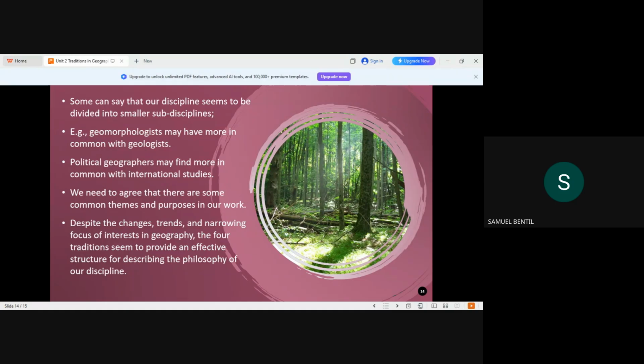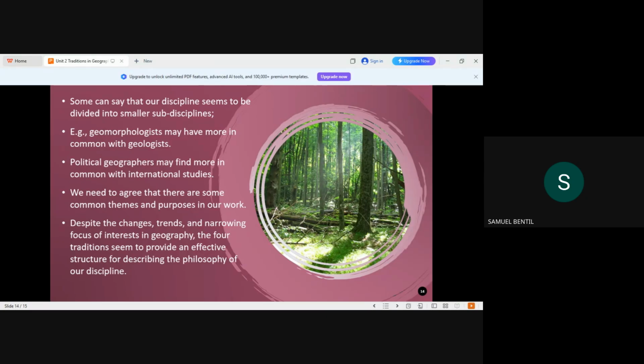Political geographers may find more in common with international studies. That's how we do geopolitics. So we have what we call political geography, which borders on geopolitics. Issues about Russia and Ukraine are a typical geopolitical analysis, and Israel and Gaza, these are all geopolitical issues and their allies.